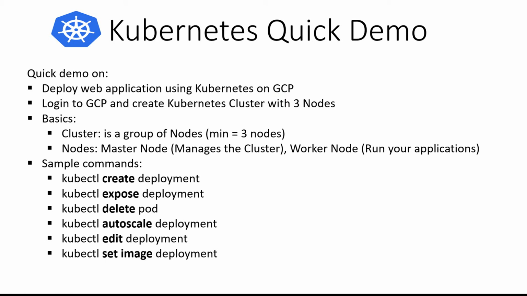So we will create a Kubernetes cluster in GKE, and basically the steps would be that I will deploy a web application, a simple hello world application. Last time I showed you Python. This time I'm planning to show you a Java application. It is, I think, a simple hello world application. So this application will be deployed to Kubernetes on GCP. In this process, I will log into GCP and create a Kubernetes cluster. That's a prerequisite, with 3 nodes.